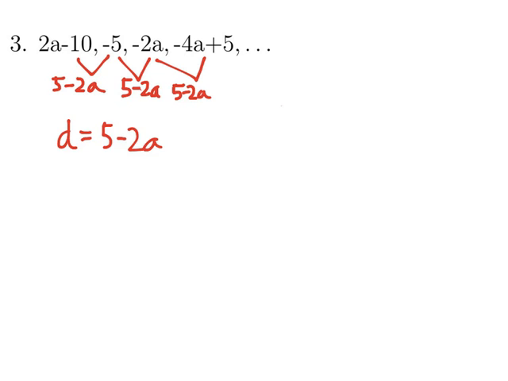So to start, we have negative 4a plus 5. We add another 5 and we subtract 2a. We're going to get negative 6a plus 10. And now from that, we add another 5 minus 2a, and we get negative 8a plus 15. And again, for negative 10a plus 20.